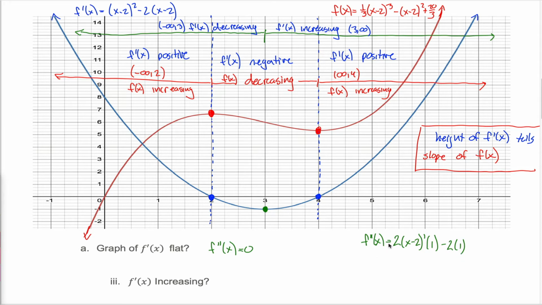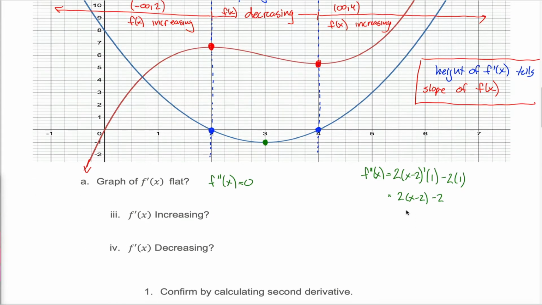So I get that f double prime of x is equal to this mess, which I can clean up a little bit. I can write this as 2 times x minus 2 minus 2. No reason to leave these parentheses in here, so I get 2x minus 4 minus 2. In other words, 2x minus 6.